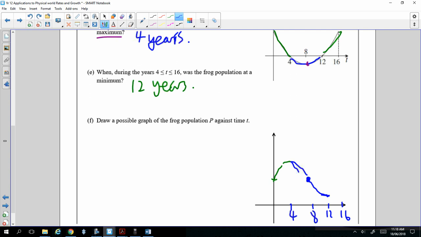Alright, like this. So that's your graph of P against time. The 4 corresponds to the maximum population. The 12 corresponds to the minimum population. The 8 corresponds to decreasing most rapidly, which corresponds to the inflection point. Okay, like that.